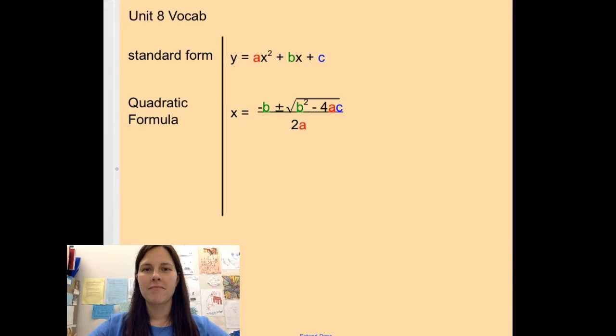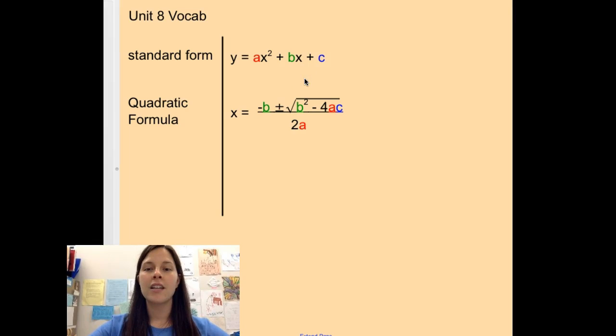So what you just heard was my lovely children singing for you what's called the quadratic formula. When a quadratic equation doesn't factor nicely, we can use the quadratic formula to solve the equation anyway. So as a reminder, standard form, we have y equals ax squared plus bx plus c.